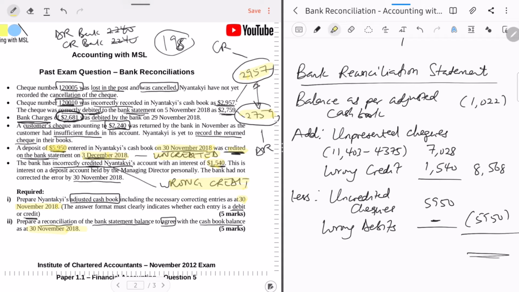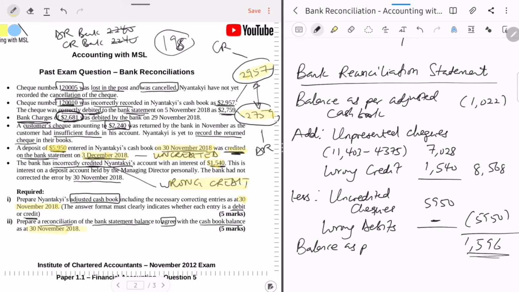So let's just sum them up. In your calculator, please enter negative 1022, so minus 1022, then plus 8568, then minus 5950. That gives you a positive figure of what? 1596.